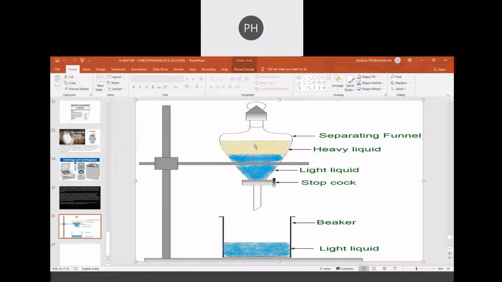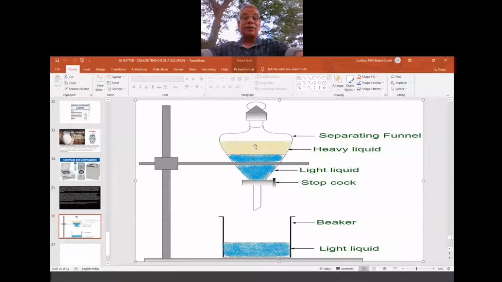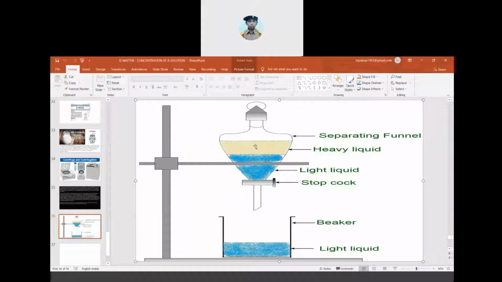Okay, so in the separation of the two immiscible liquids... Sir, some members are waiting in the lobby. Why are they waiting in the lobby?